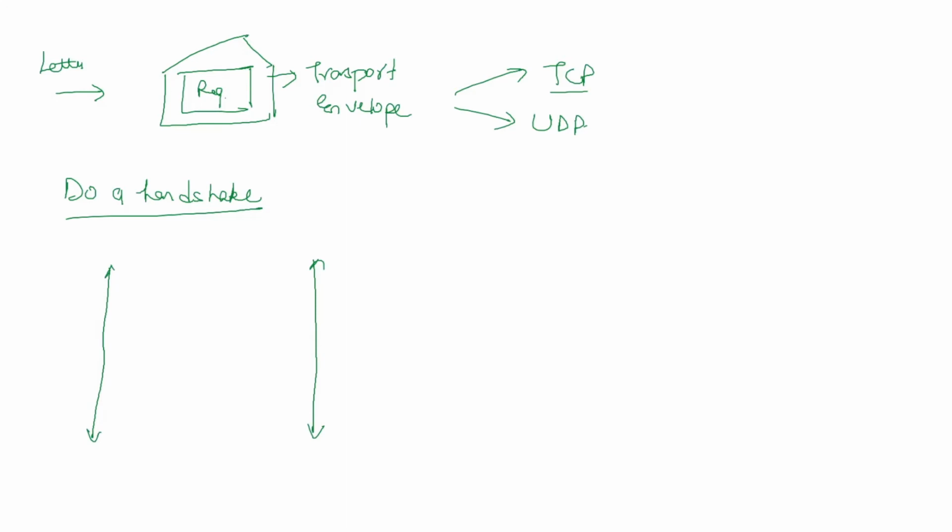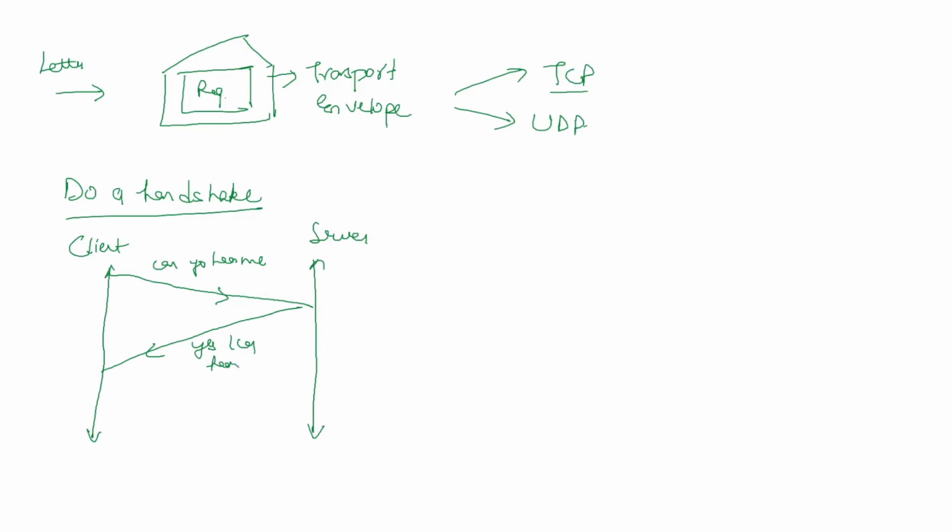Suppose I have my client here and my server here. TCP will first of all send a dummy request to the server. The server will respond back saying, okay, I can hear you. So this could be as simple as the client sending, can you hear me? And the server saying, yes, I can hear you.